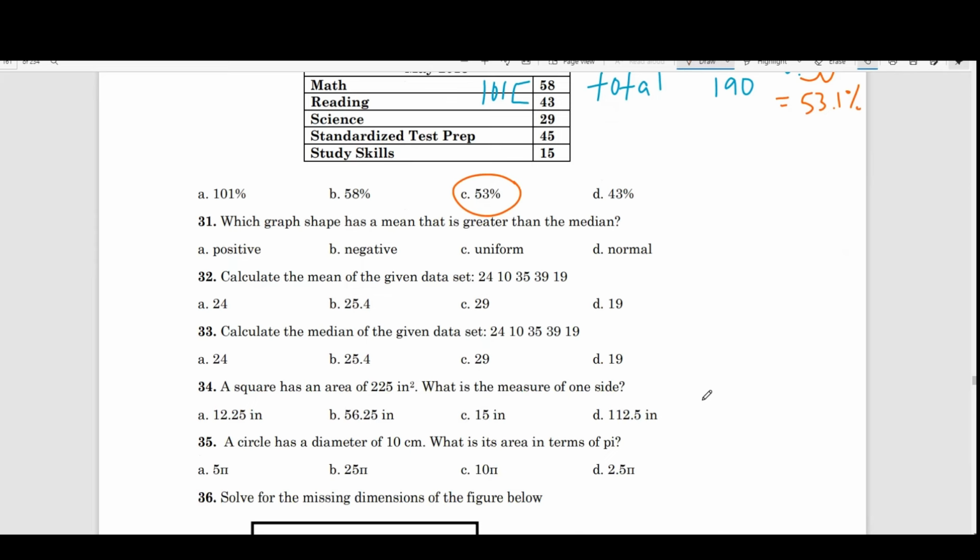All right. Number 31 says, which graph shape has a mean that is greater than the median? So this is just something you have to memorize. And in this instance, it would be positive.